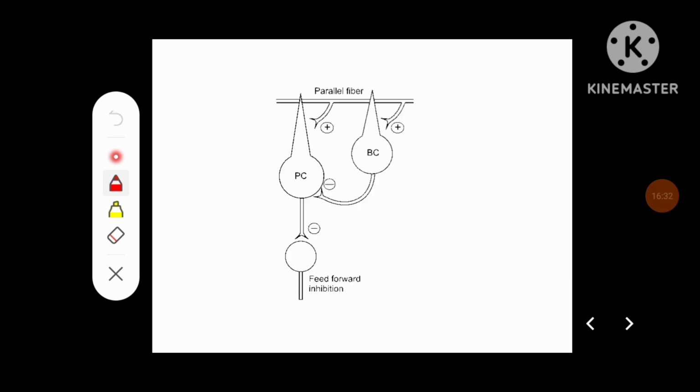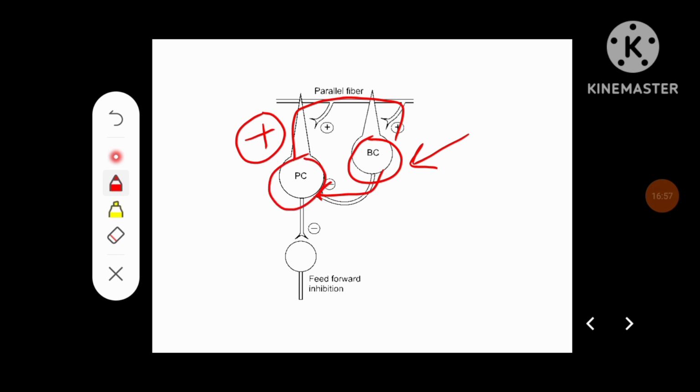So you can see the basket cells are mainly inhibitory to the Purkinje cells, but some of the afferents going to the basket cells also stimulate the Purkinje fibers. The basket cells usually modulate the excitatory output from the Purkinje cells, and this kind of inhibition is called feed-forward inhibition, which is seen in the cerebellum.